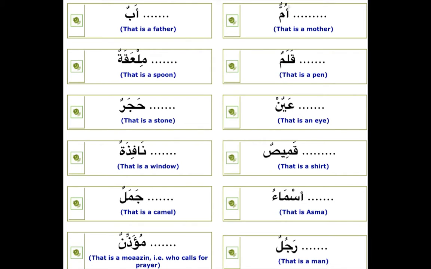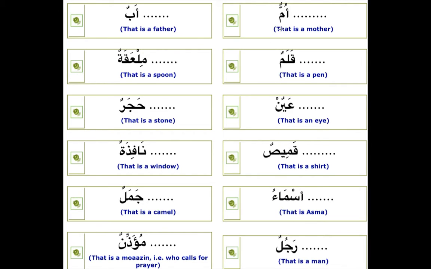So I want you to just look at the khabar and bring a demonstrative pronoun as a mubtada. So we know that the khabar and mubtada have to match each other. So we have here ummun, and the blue writing in English gives us the mubtada. So we are going to say that is a mother. That is a mother.